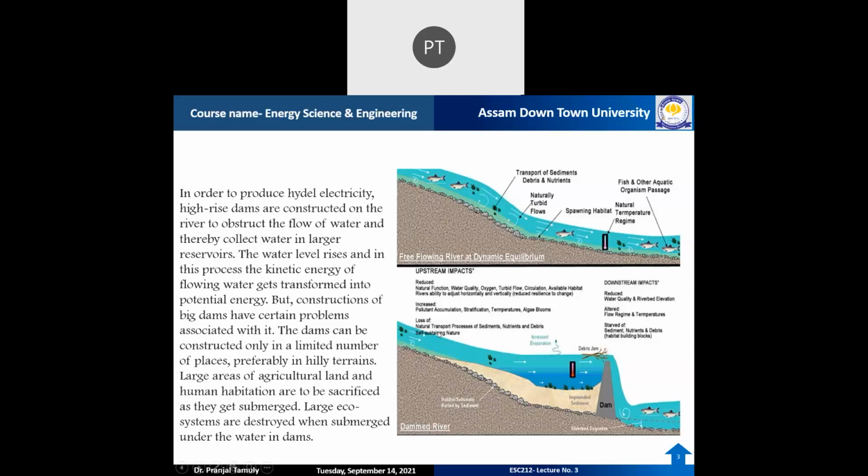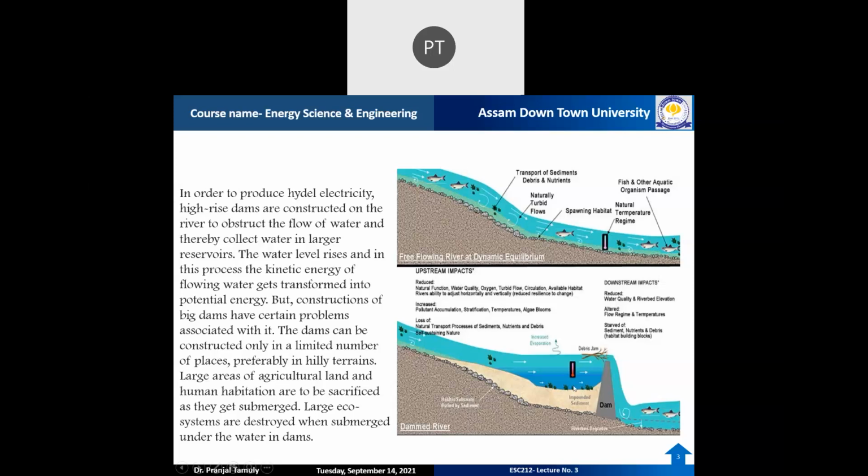So the river also loses its natural transporting capacity and the nutrients that it carries from the upstream. Due to this obstruction, the nutrients cannot be transported from upstream to downstream. So the downstream animals, the fish, and all the other things that are dependent on this river also suffer.